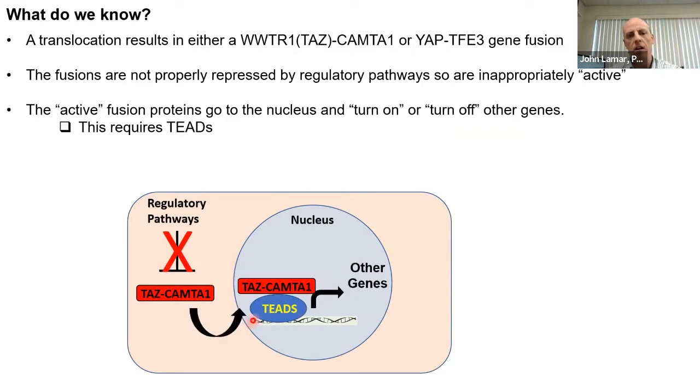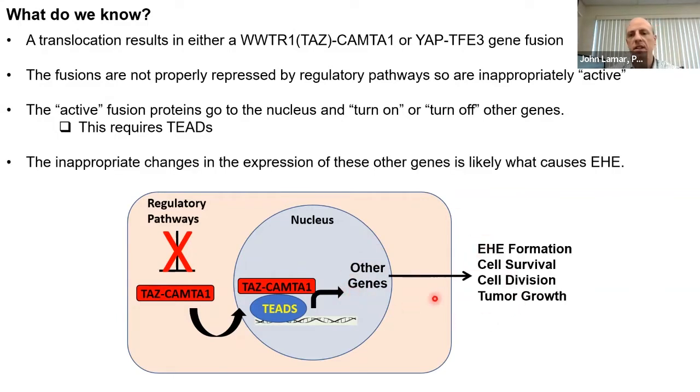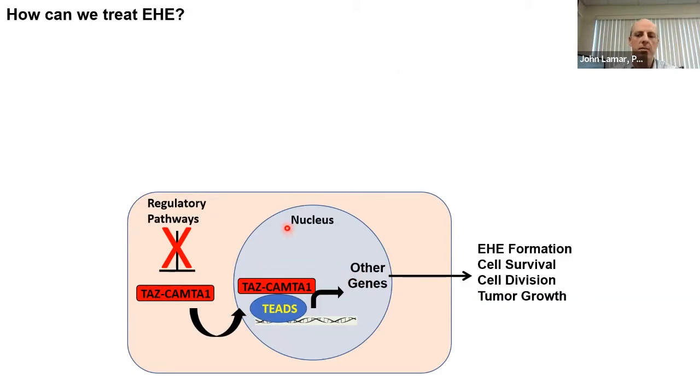They travel to the nucleus of the cell, and they partner with another family of proteins called the TEADs. This complex now will turn on or off the expression of other genes in the cell. By turning on and off the expression of genes, I basically mean increasing or decreasing the proteins that the cell makes from those genes. And we think it's these changes in protein expression in the cell that are causing the formation of EHE and allowing the EHE to grow into a bigger tumor. With this in mind, how do we approach trying to treat EHE? There are a couple of ways we can do this.